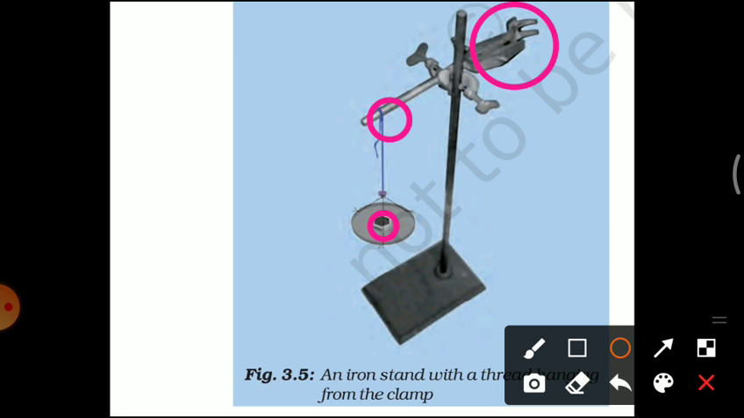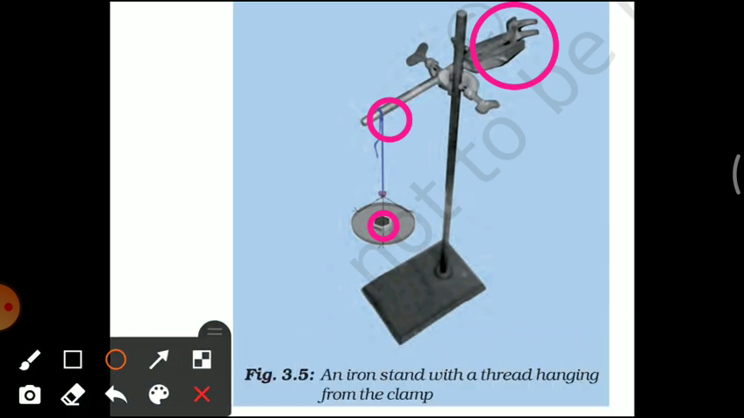Repeat the same activity with threads of wool, polyester, silk and nylon, and tabulate the data. Arrange the threads in order of increasing strength. We will find that the nylon thread is the strongest thread. Here, one precaution that we have to keep during the activity is that all the threads should be of the same length and almost of the same thickness.